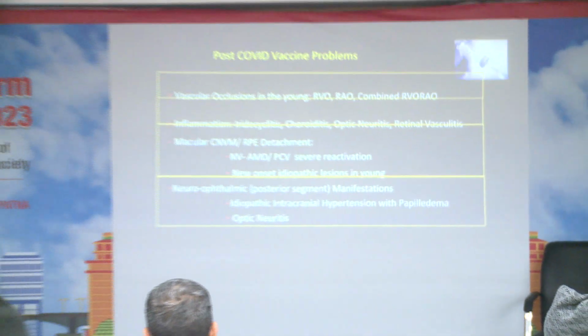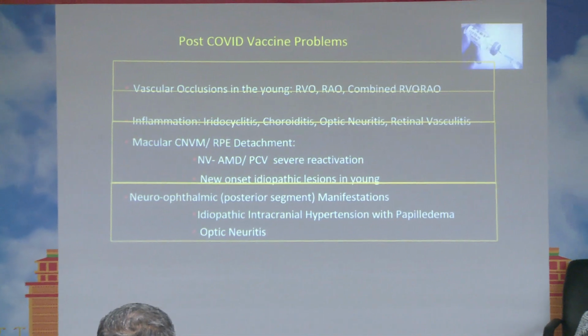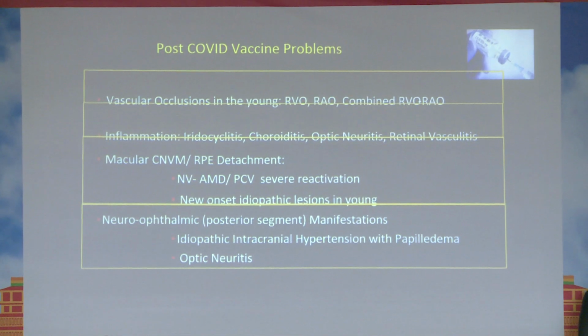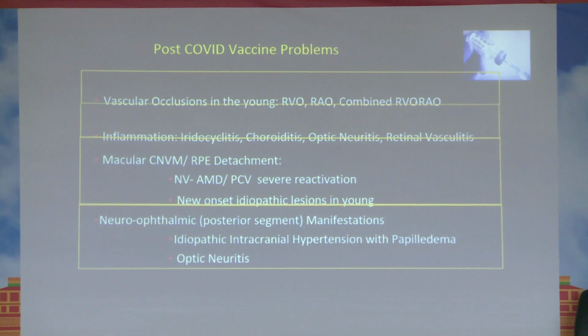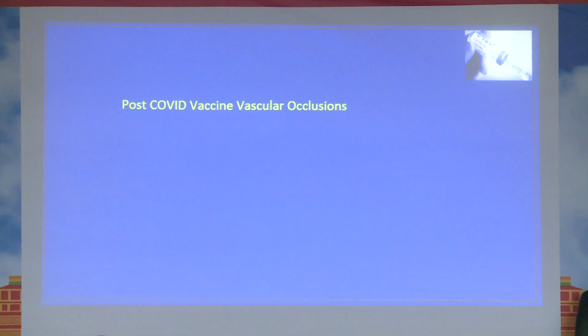Okay, so again, we started seeing patients and then realized they were related. Retinal sequelae of COVID-19 vaccination. Sorry, because of conversion to PowerPoint, it has lost its alignment. But these can be classified as vascular occlusions in the young who have no other disposing factors, inflammations, macular CNVM, either de novo or worsening of pre-existing lesions, and neurophthalmic manifestations seen in the posterior segment.